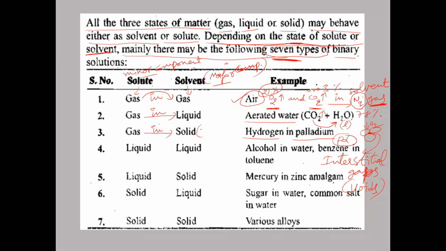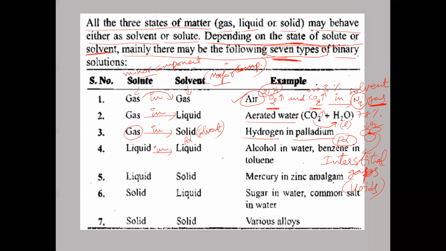Okay. Now what is the solvent's physical state? Solid. Palladium here, palladium solid is the solvent. Right? And hydrogen is the solute. Hydrogen is the solute in gaseous state. Palladium metal in solid state. Okay. Next, liquid in liquid type solution.